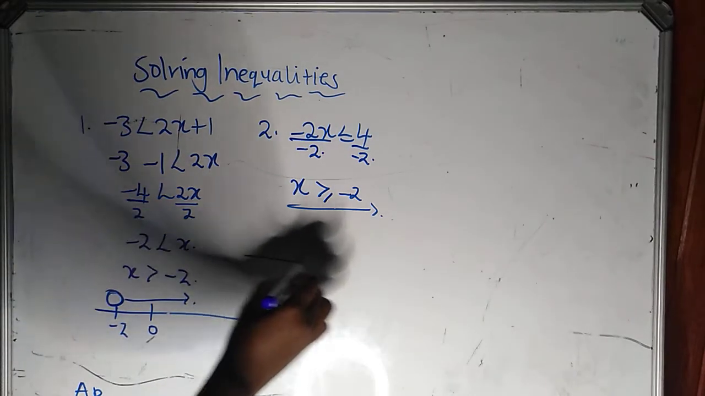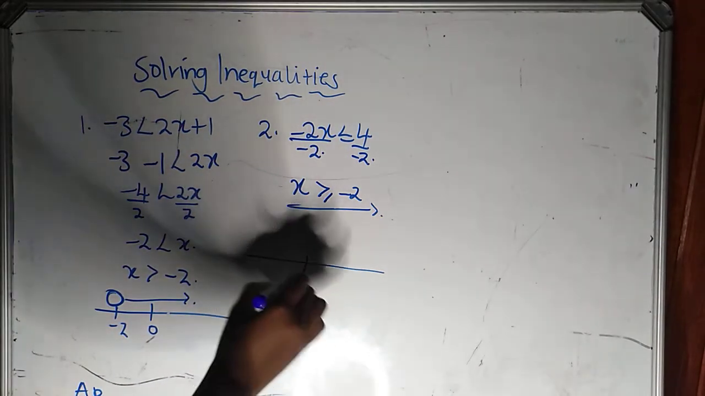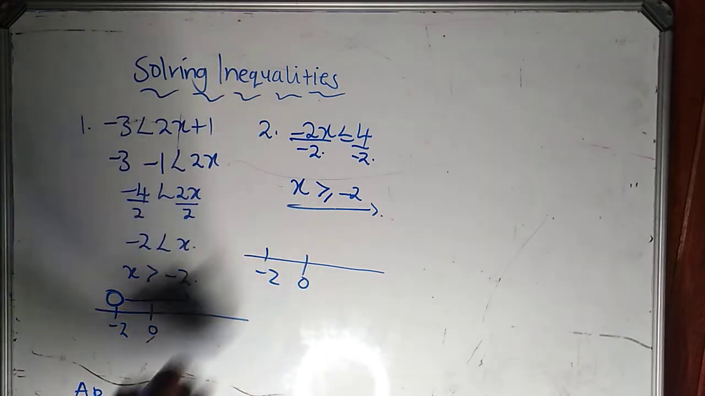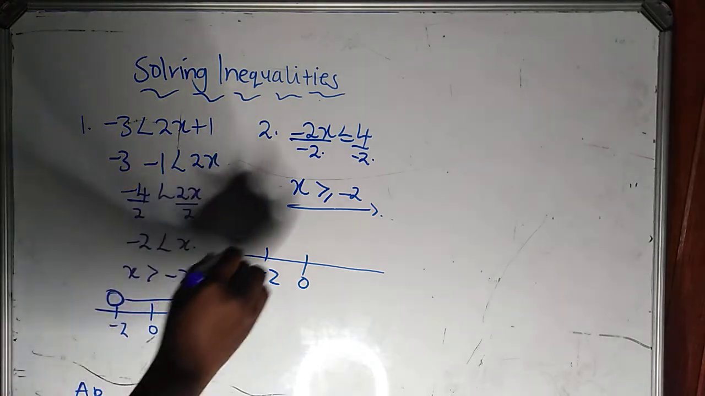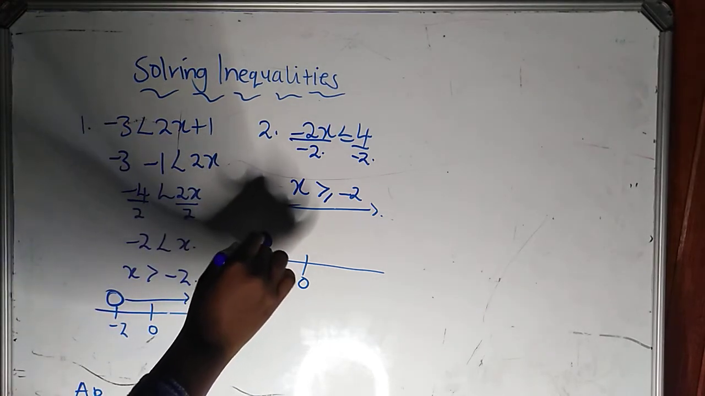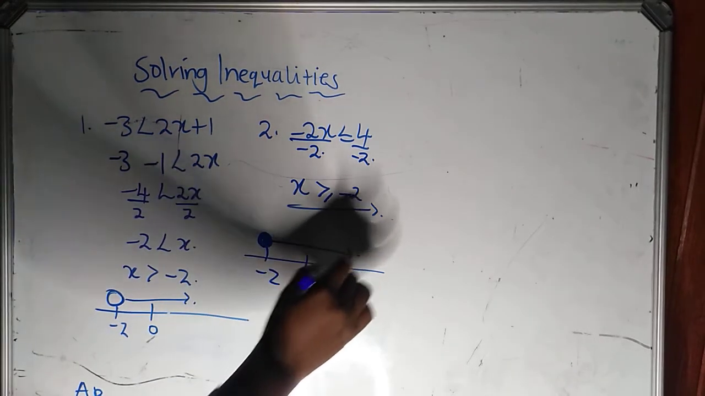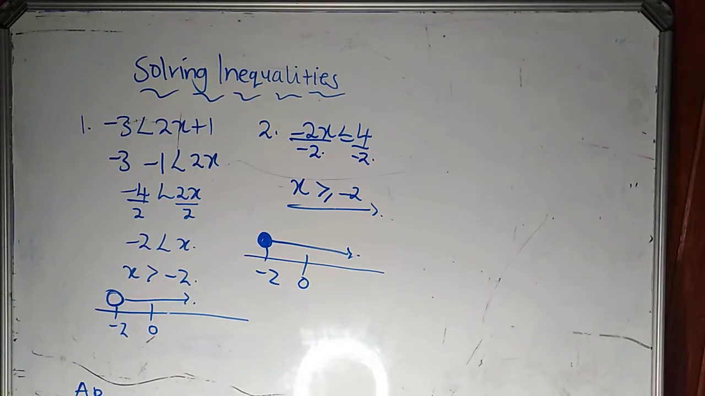And showing this on a number line, this is where my 0 will be, my negative 2 will be there. The x values are greater or equal to negative 2. So my circle this time around is shaded, greater or equal to negative 2. It's just going to go on the right there. So that's a very important point for you guys to note today.